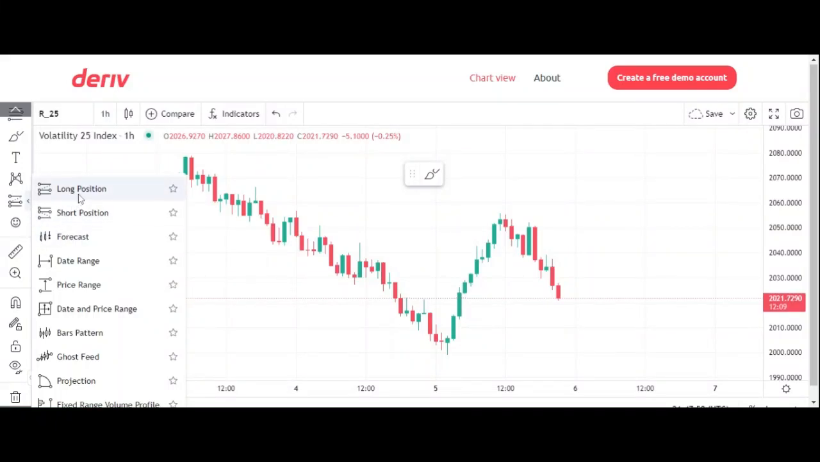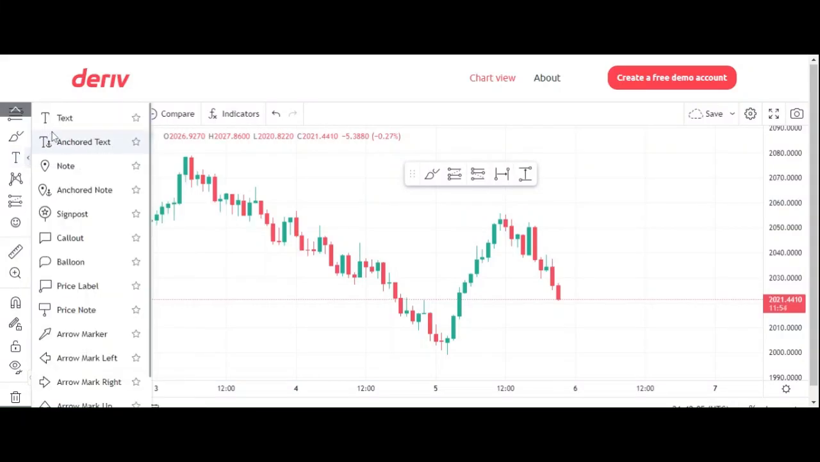For the setting of the tools, let me check that one. The important tools that I need to use so I can see the long position, I will add it to my favorites. And you can see they are all aligning very well. Add all, including the short position, plus the date range. It's an important tool, the price range also.